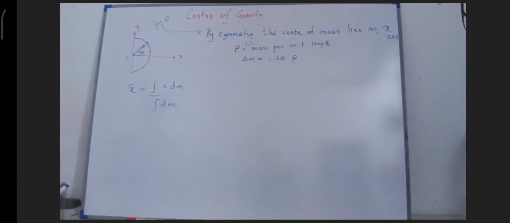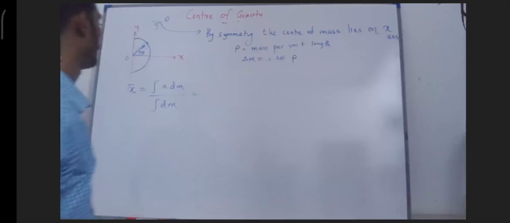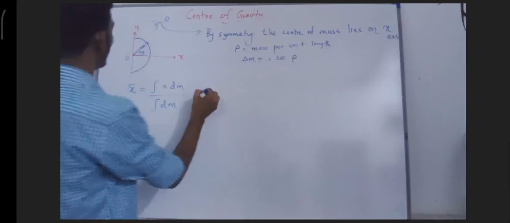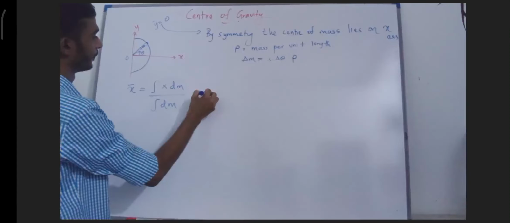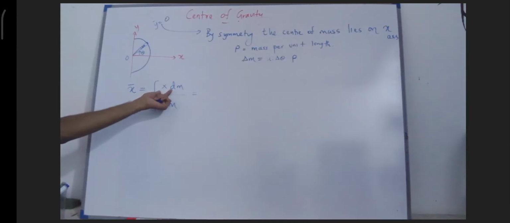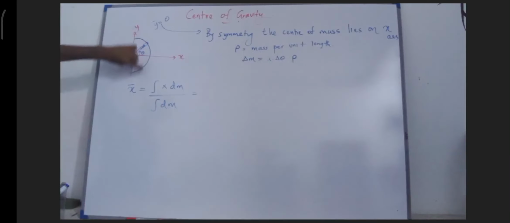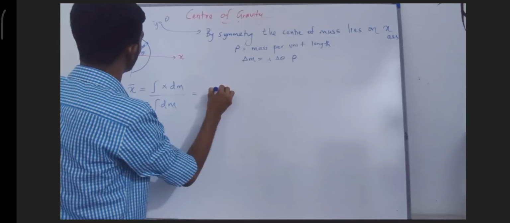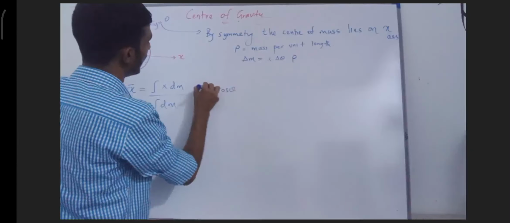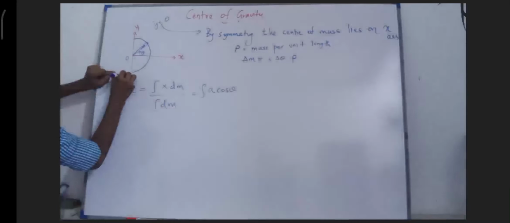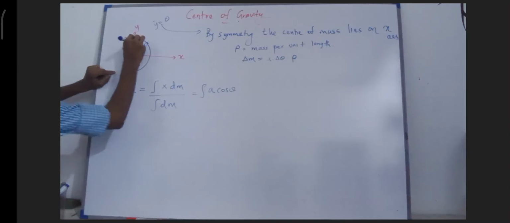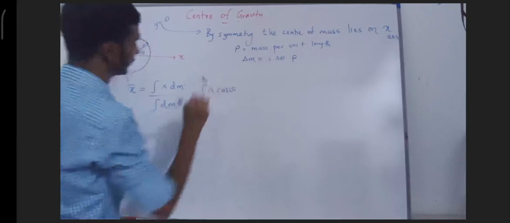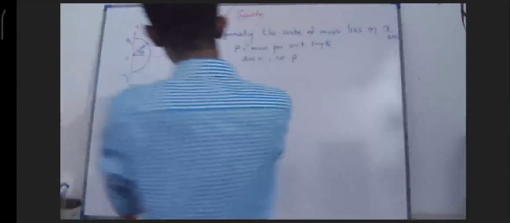Now in this case, x of this small piece: the length of this small piece is a cos theta. So this length x is equal to a cos theta, and I have to integrate from minus pi by 2 to plus pi by 2. So integrate from minus pi by 2 to plus pi by 2, a cos theta into dm.